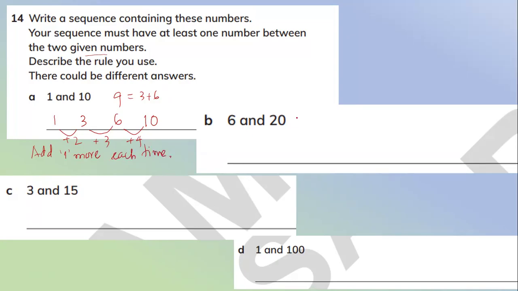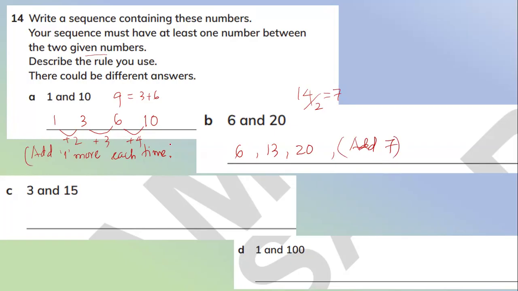Next, 6 and 20. The difference is 14. So 14 divided by 2 is 7. So if we add 6 plus 7 is 13. 13 plus 7 is 20. Our term-to-term rule is add 7.